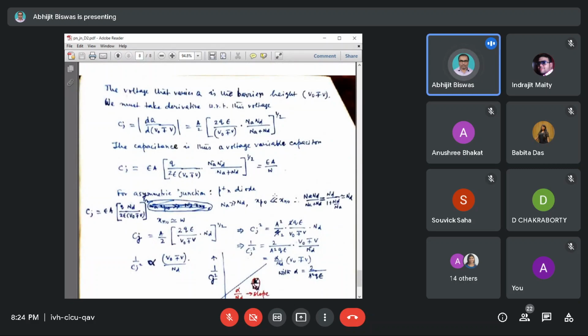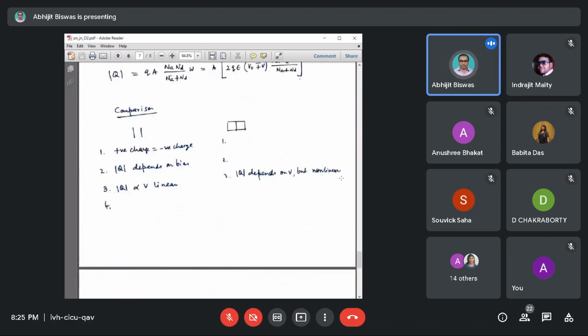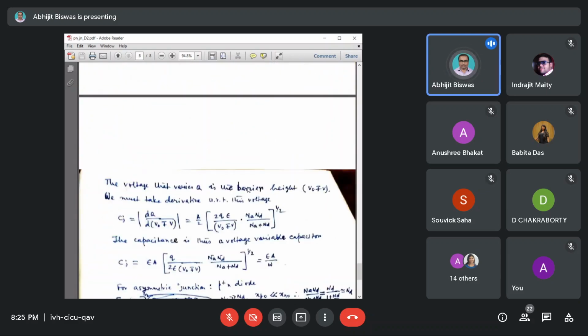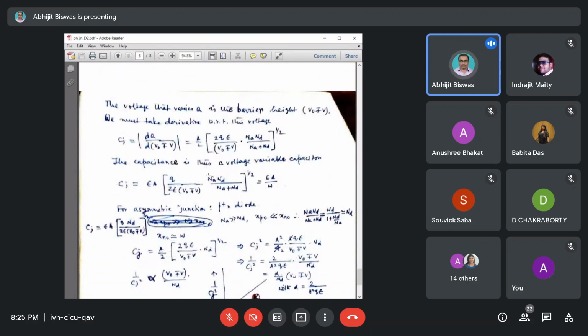So now we can also calculate the junction capacitance. Capacitance, you know, C equals dQ dV. So what is V in the case of this PN junction? The voltage that varies the Q charge is the barrier height, V0 minus plus V. We must take the derivative with respect to this voltage. That means the junction capacitance, represented by Cj, is dQ d of V0 minus plus V. If you take this derivative of the expression I have shown here with reference to V0 minus plus V, then you can arrive at this relationship.